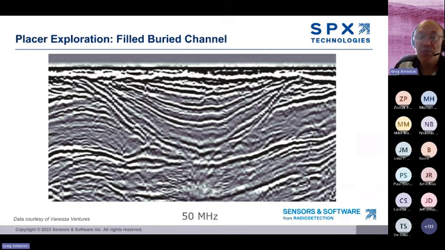Here's a great image of a buried river channel. This is the type of structure you want to find if there's a history of gold deposits in the area, because the heavy gold nuggets tend to settle at the bottom of rivers. So that's where you want to go and look for them. So tremendous example of that. On the surface, you would not even know that this was an ancient river channel, but the GPR reveals the structure underneath.